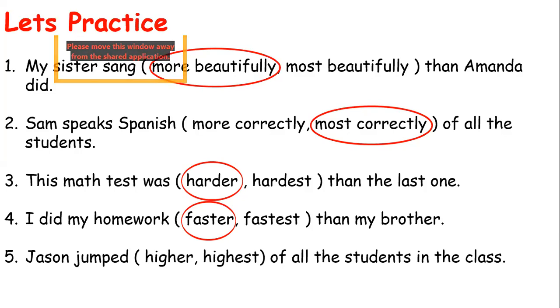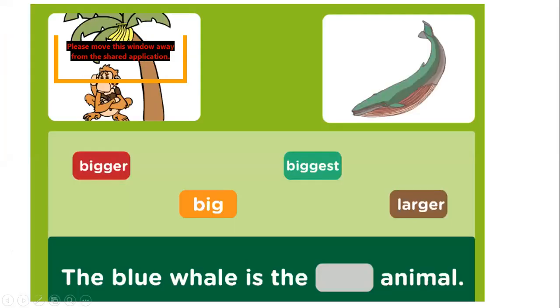Jason jumped higher or highest of all of the students in the class. We are comparing Jason with one person or a group of people? Group of people. So what do I use, higher or highest? Higher. Why higher? Highest. Group, then it is a superlative, then it is highest.